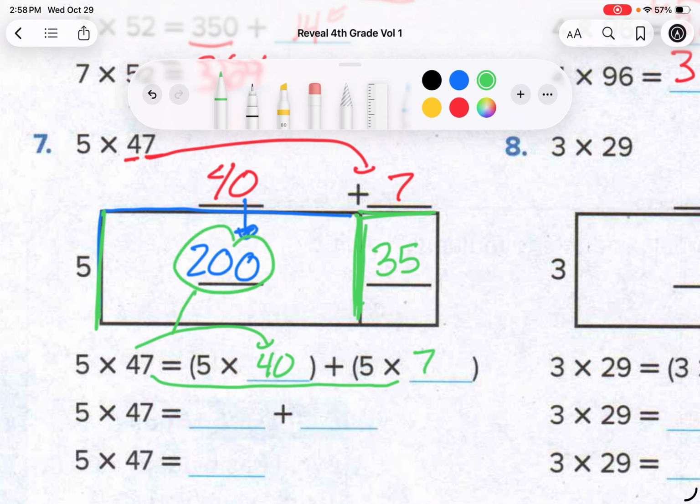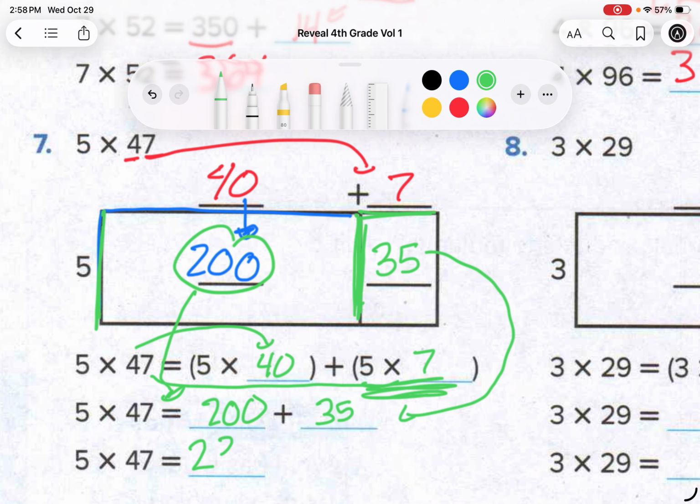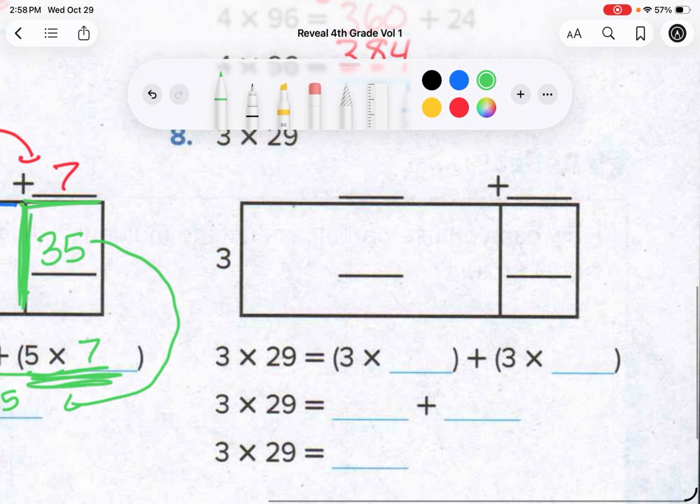Well, again, we have that answer up here, or we could just solve it again. It's 200. What was 5 times 7? Well, again, we have our answer up here, or we can solve it again. Either way, we have 35. And our last part is we add them. What is 200 plus 35? It's 235. Let's head to number 8 now.